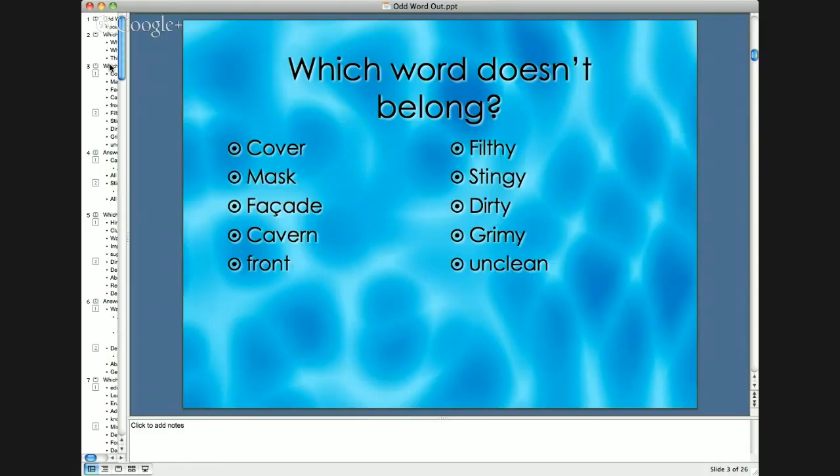So the first one we have, we'll just look at the left side. Cover, mask, facade, cavern, and front. Any words that you don't know, please use a dictionary or the internet to research and come back and we'll talk about them.